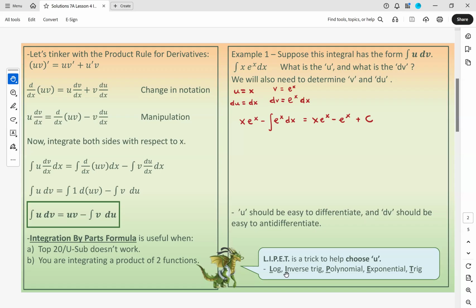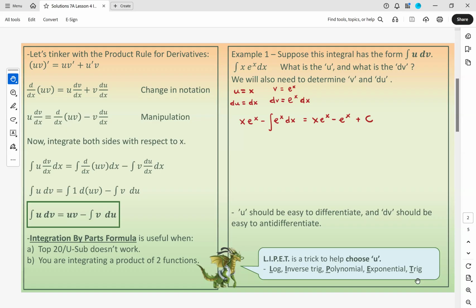I stands for inverse trig. If you have an inverse trig component, that should be your u. Okay, if you have neither a log or an inverse trig, the next choice would be a polynomial, P. If you have none of those three things, the next best choice is an exponential like e to the x or a to the x, 5 to the x, anything to the x power would be exponential. And then last in the order is conventional trig. I'm not talking about inverse. I'm talking about regular sine, cosine, tangent, those things.